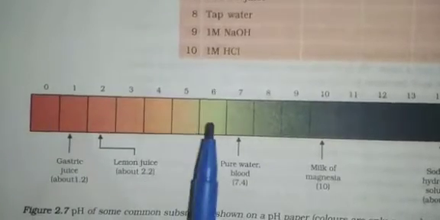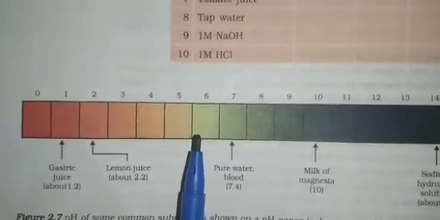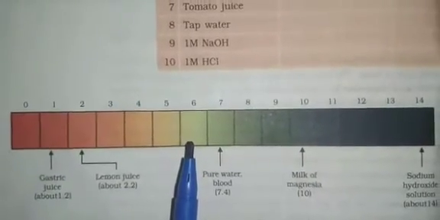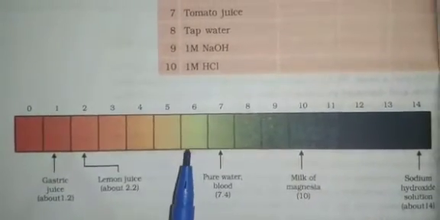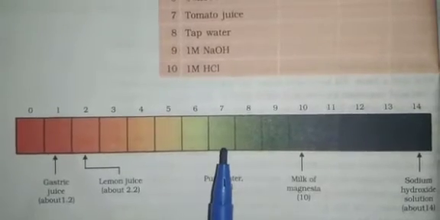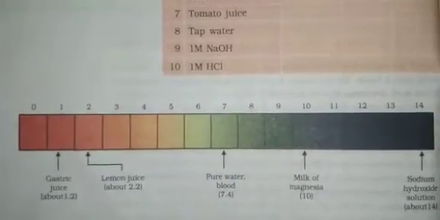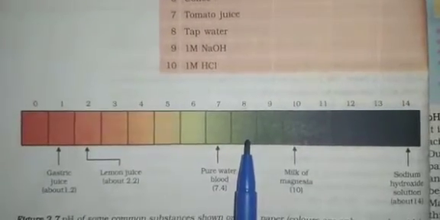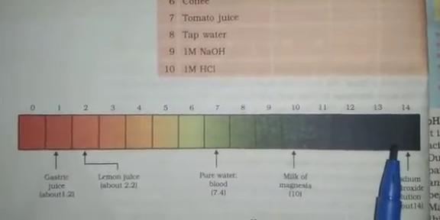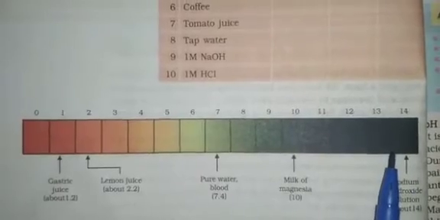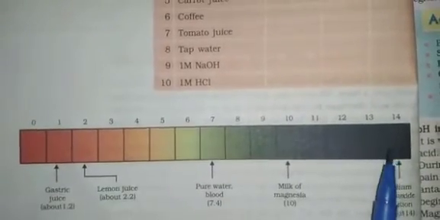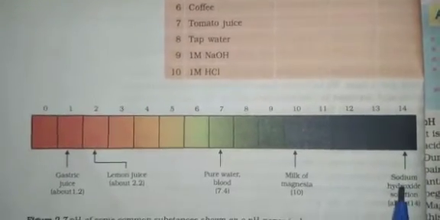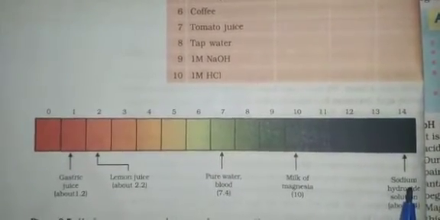When you come here to 6, it has a lower H plus ion concentration. Of course it is an acid, but it is a weak acid, and here it is neutral. In the same way for bases, here the OH minus ion concentration is more, as you know. Since it has more OH minus ion concentration, it is a strong base. For example, we can use sodium hydroxide.